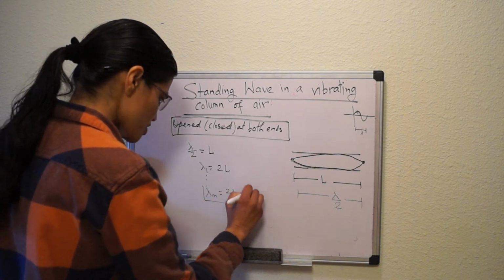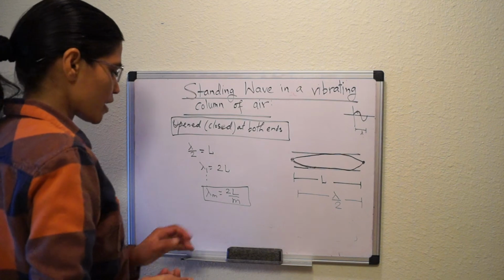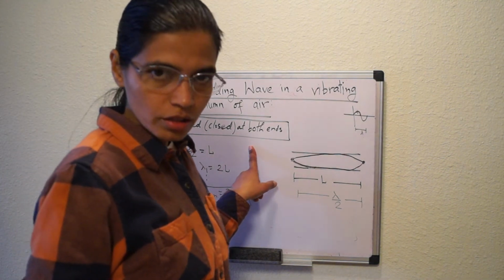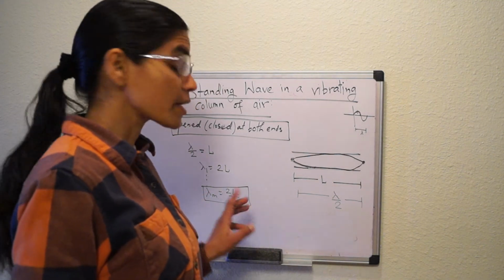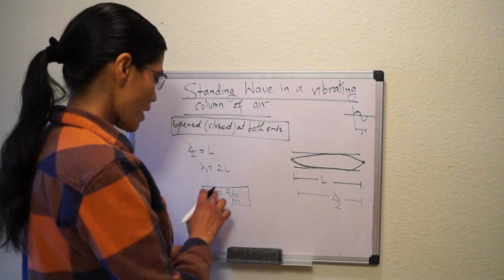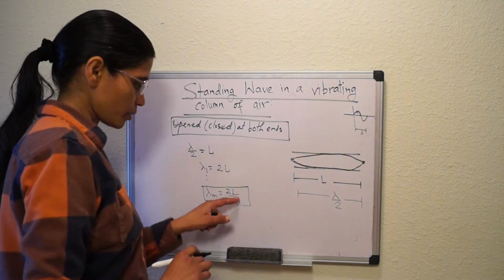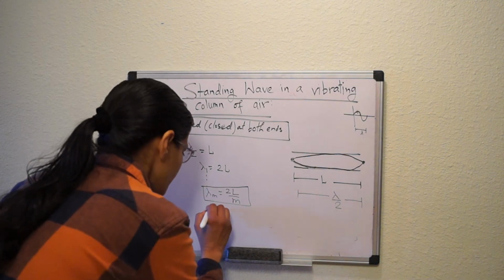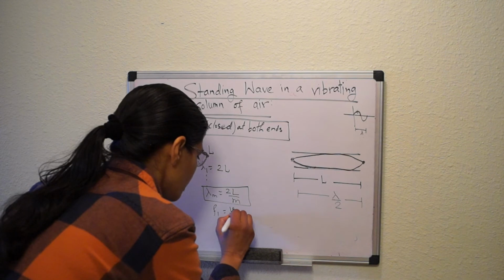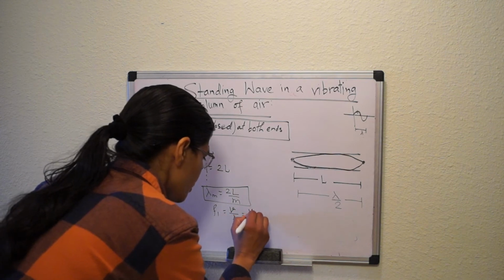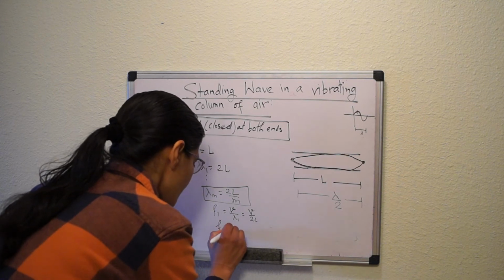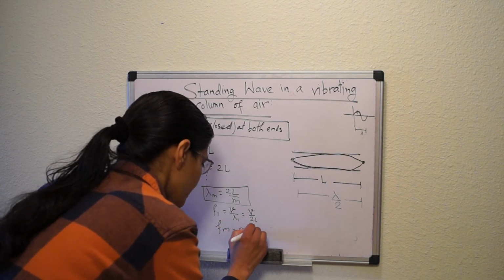This relationship is very similar to what we get for a standing wave in a string. Mathematically they are similar, though physically they are different. Mathematically they have the same equation, 2L by m. So F1 equals V over lambda 1, which is V over 2L, and then we can write Fm equal to m times F1.